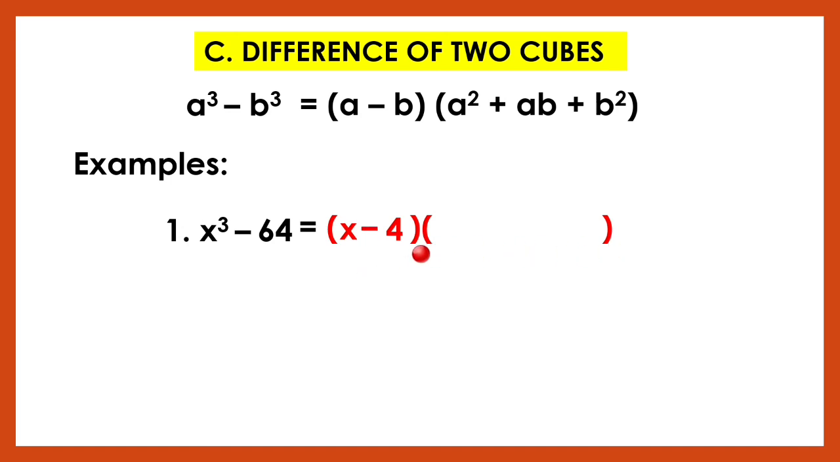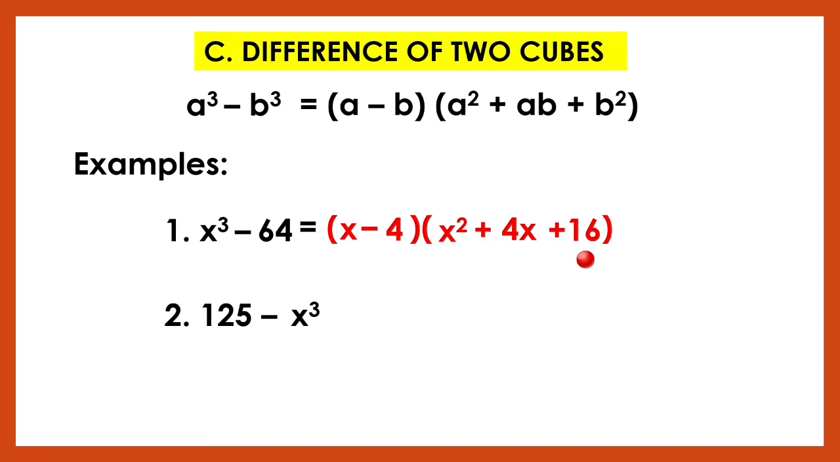And then, para makuha yung trinomial, i-square natin yung x, that is x square. And then, kung minus to, ang next term natin is plus, positive. Then, multiply x times 4, that is 4x. And then, para makuha yung last term, i-square natin si 4. 4 times 4 is 16. Therefore, the factors of x cubed minus 64 are x minus 4 and x squared plus 4x plus 16.